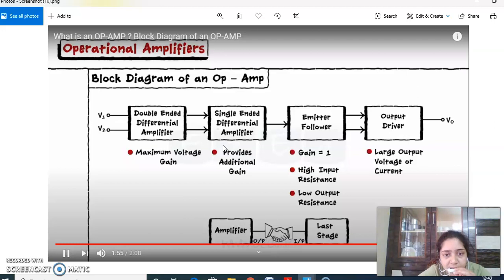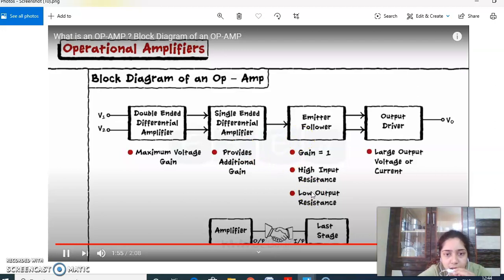Why do we call it a single-ended differential amplifier? Even though we have 2 inputs for the single-ended differential amplifier, at last we have only one output. That is what we have for the single-ended differential amplifier. The output of this single-ended differential amplifier is applied to the emitter follower.